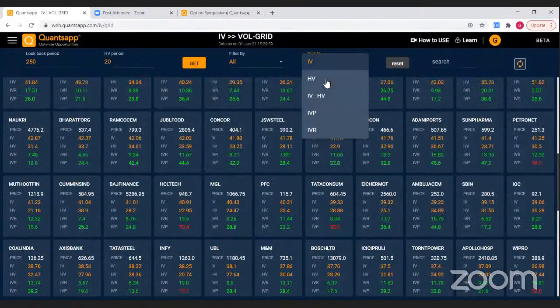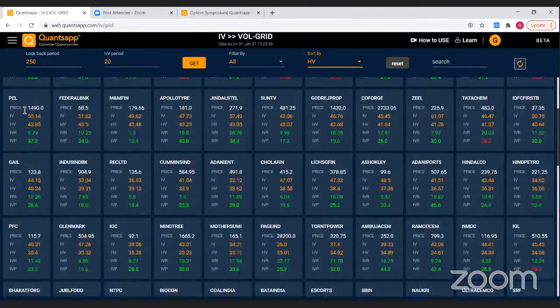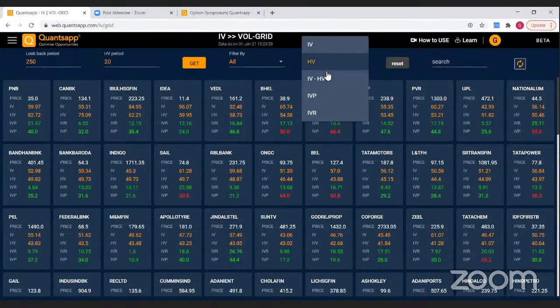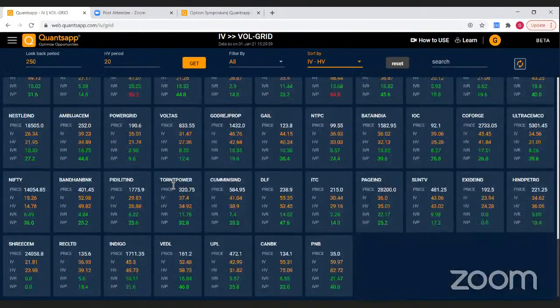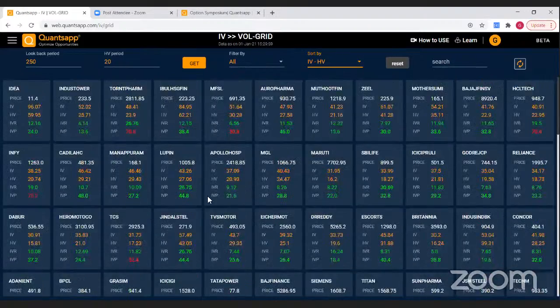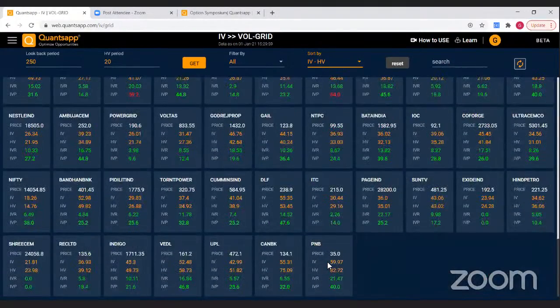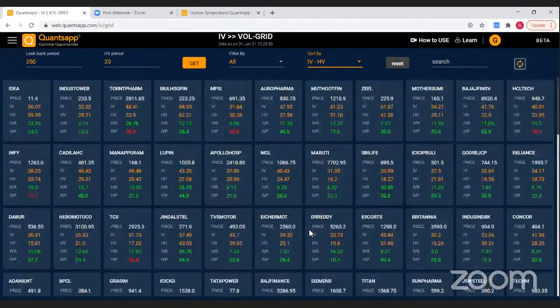Further, you can sort by HV, which stock has the highest HV, and then IV minus HV. This is the more interesting part, which tells you which stock has the highest difference of IV and HV. For example, PNB IV is 59 and HV is 82, so that's an altogether different scenario. So this is a volatility grid where you can see the IVs of all stocks.